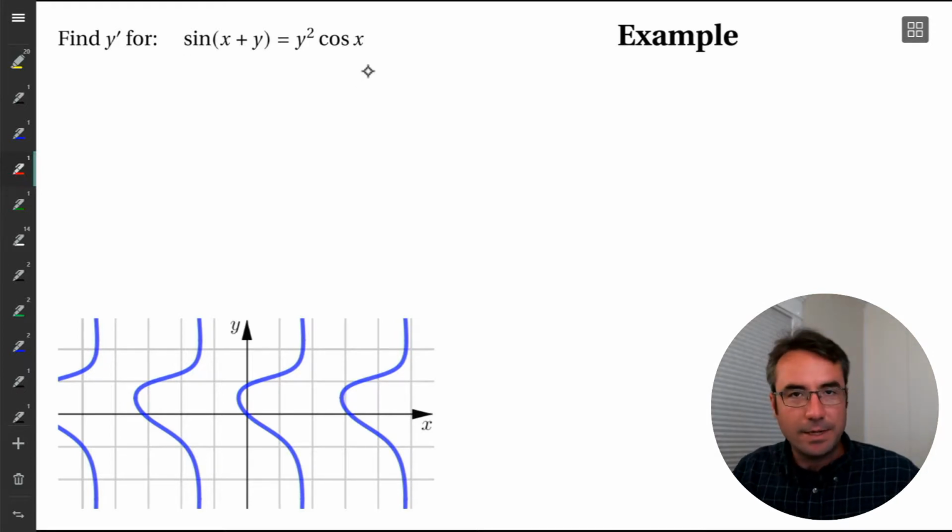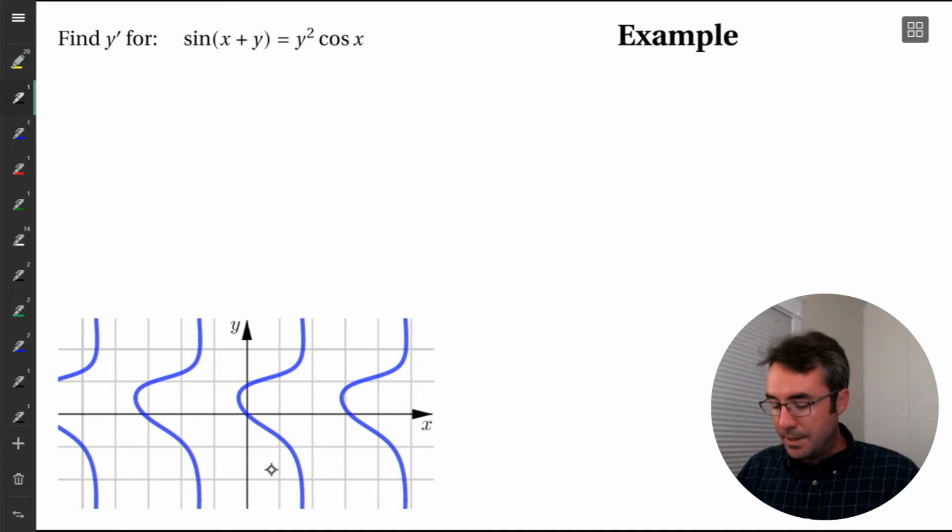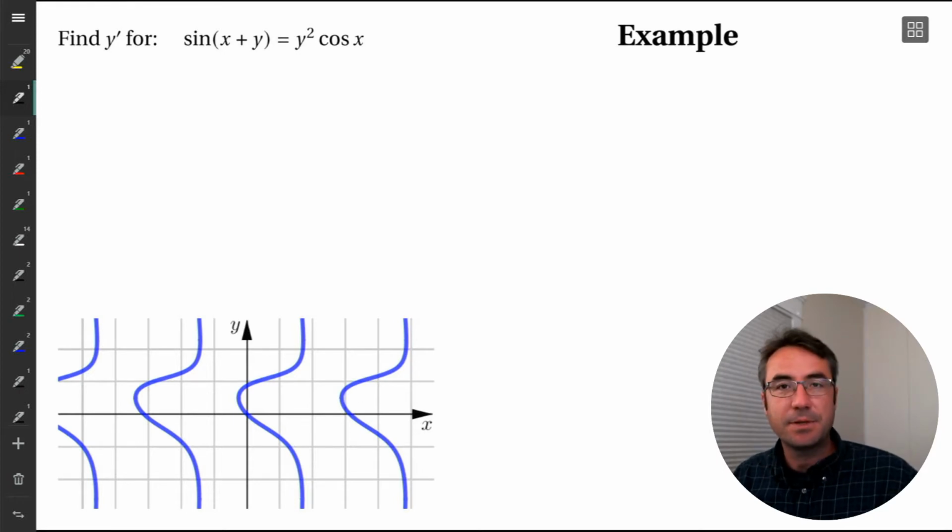It's not in the form y equals. So we can't use our regular derivative rules. So implicit differentiation is the way we're going to go. All right. So let's try it out. But before we do, just to notice here, this is what this curve actually looks like. So if we were to graph this equation, we get this kind of really interesting curve here.